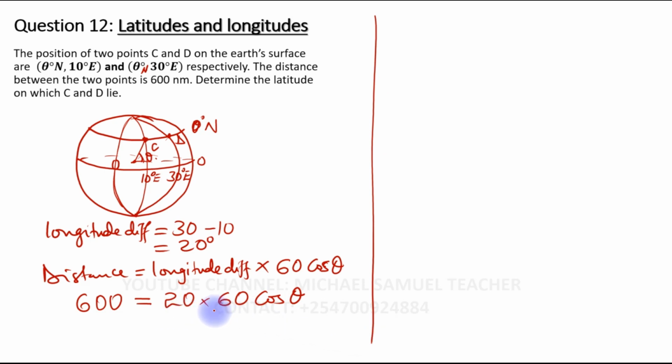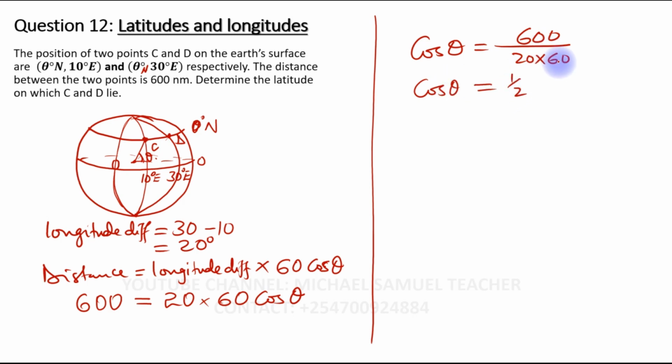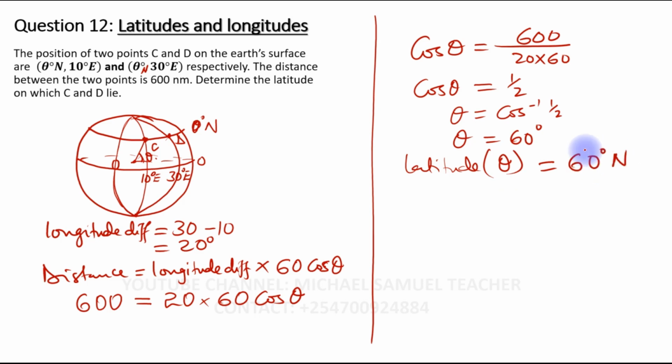Therefore divide both sides by 20 times 60, we shall get cosine theta is equal to 600 over 20 times 60. So we end up getting cosine theta is actually a half. So to get theta, we get the cosine inverse of a half, which is 60 degrees. Therefore, the latitude is 60 degrees north. So that is the value of theta.